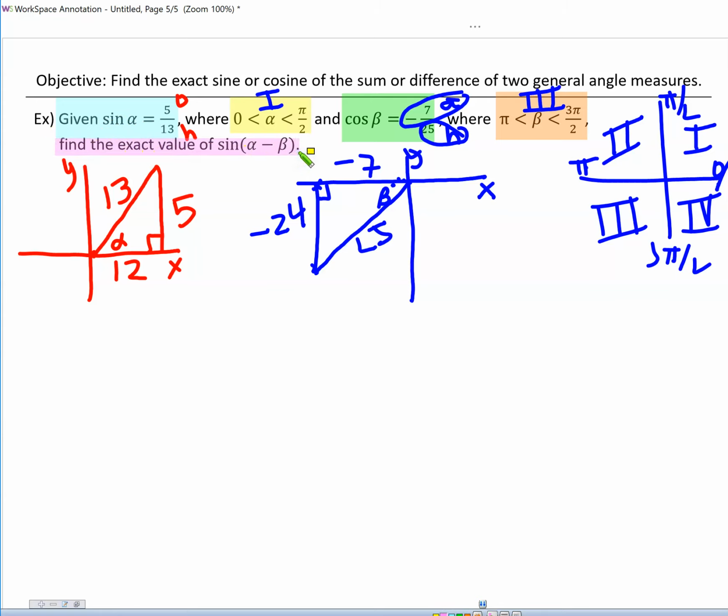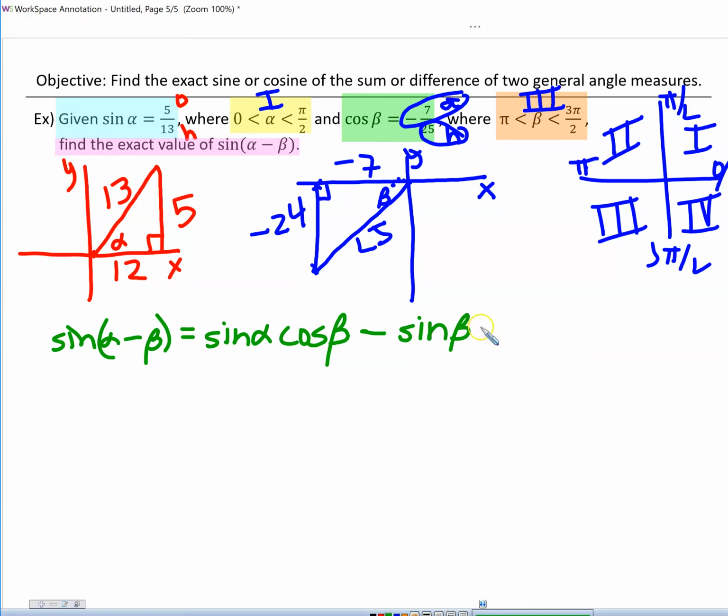All right, so now we're going to go to our identity. We want to find the sine of alpha minus beta, so we are going to need to use that identity. The sine of alpha minus beta is equal to sine alpha cosine beta minus sine beta cosine alpha. So there's always a sine and a cosine of each angle.